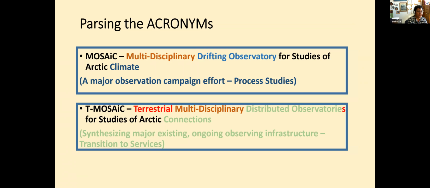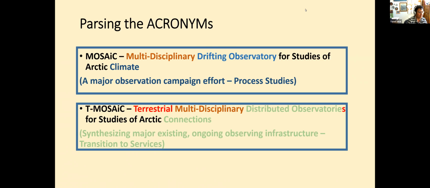I think it is important to parse the acronyms, so I kind of broke them out right here. I want people to know, and we discussed this a lot at the first T-MOSAIC workshop that I attended, or maybe the second one, about what MOSAIC actually meant in T-MOSAIC. The MOSAIC project, this big Arctic Ocean observational expedition that's going to be kicking off in fall of 2019, stands for Multidisciplinary Drifting Observatory for Studies of Arctic Climate. And again, it's a big observation campaign effort. They've been planning it for probably a decade now, and there's a large emphasis on scientific understanding and process studies.